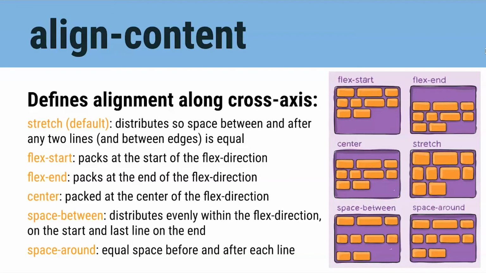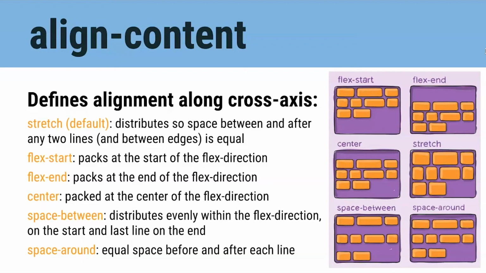In the examples on the screen, we use the default flex direction property, which is row. As such, the cross-axis is in the vertical direction. There are 5 possible values for Align Content. Stretch, the default property, distributes space evenly between and after any 2 lines, as well as between edges.